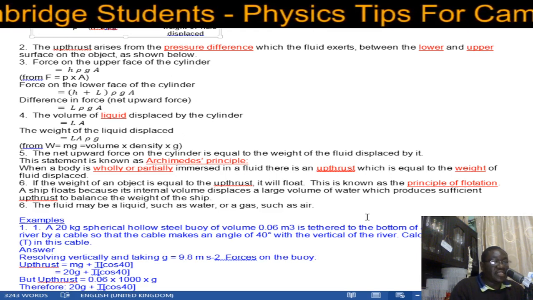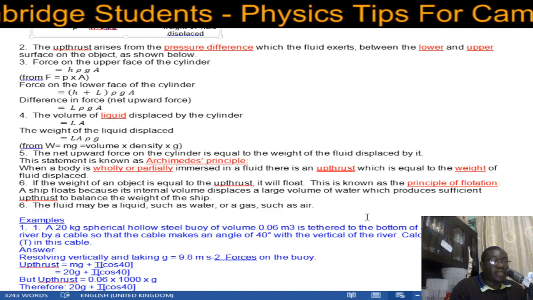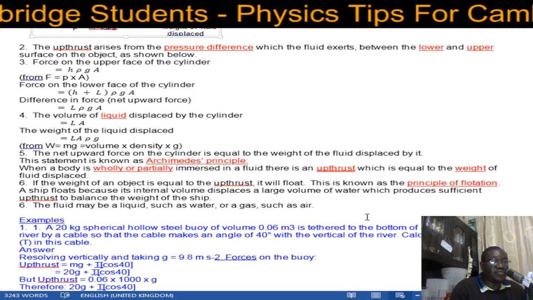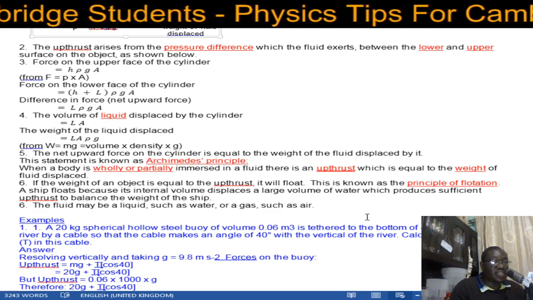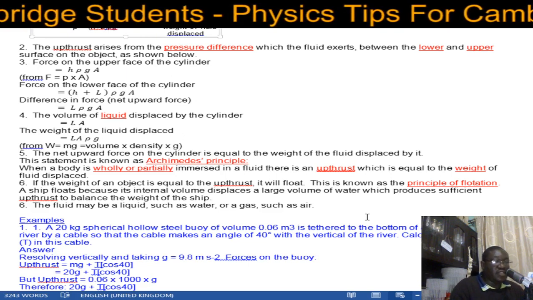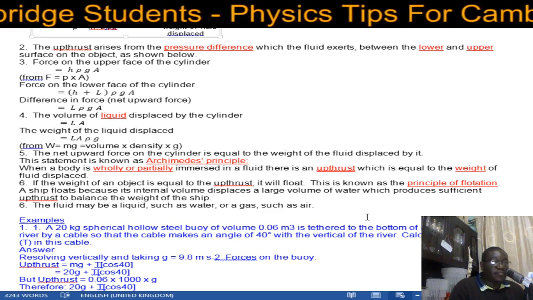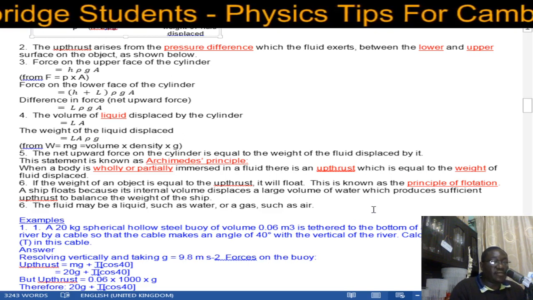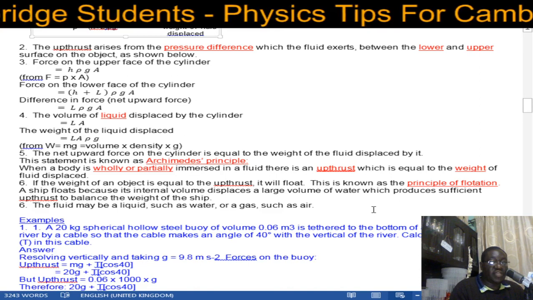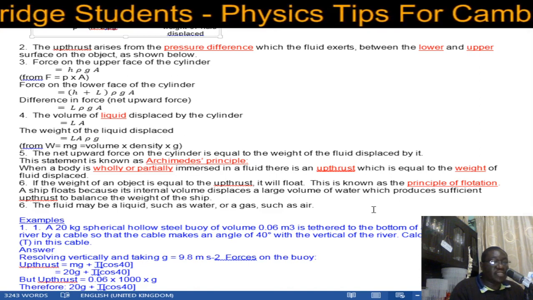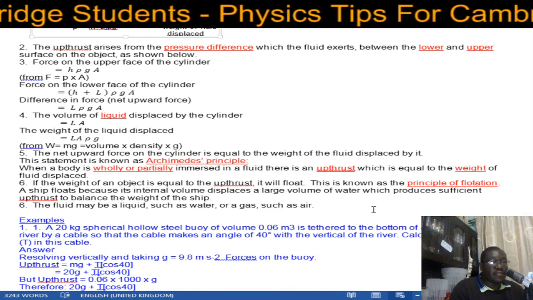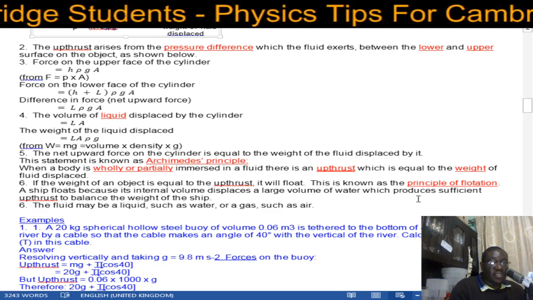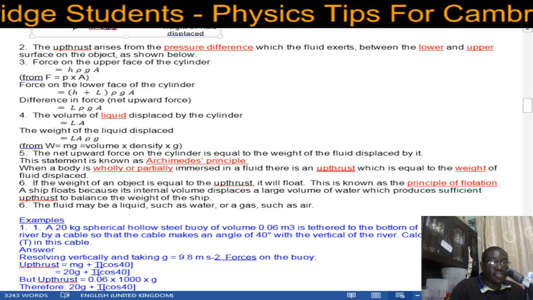Let's move on. A ship floats because the internal volume displaces a large volume of water, which produces sufficient upthrust to balance the weight of the ship. The fluid may be a liquid, such as water, or a gas, such as air. So anything that is a liquid or a gas is a fluid. Anything that can flow is a fluid. Now, we're going to talk about these examples.